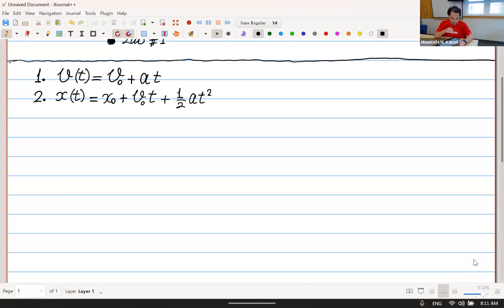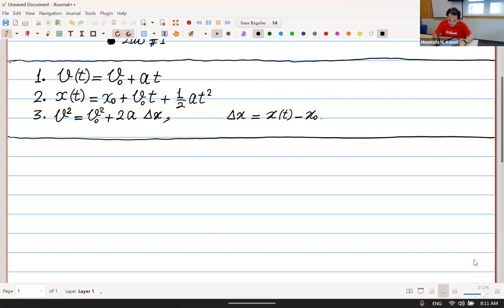acceleration times time squared. And then the third equation, which we didn't prove, and we said it's proven by eliminating the time from one equation and substituting it into the other equation, so it doesn't have new information content, but it's important nevertheless. So v squared equals v naught squared plus 2a delta x, where delta x is just x at any moment of time minus the initial x. Okay, so these are very important. I will have them in a separate box here.